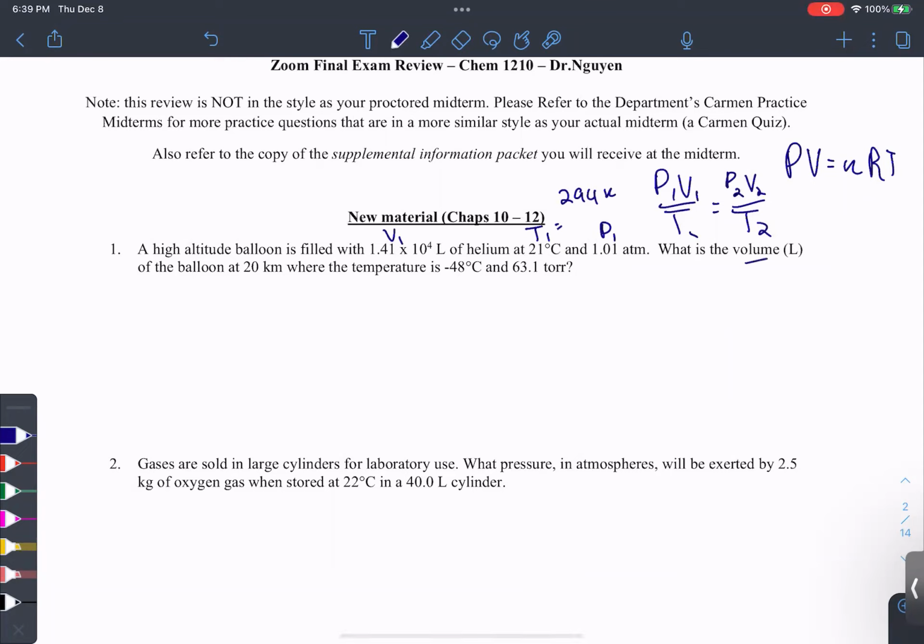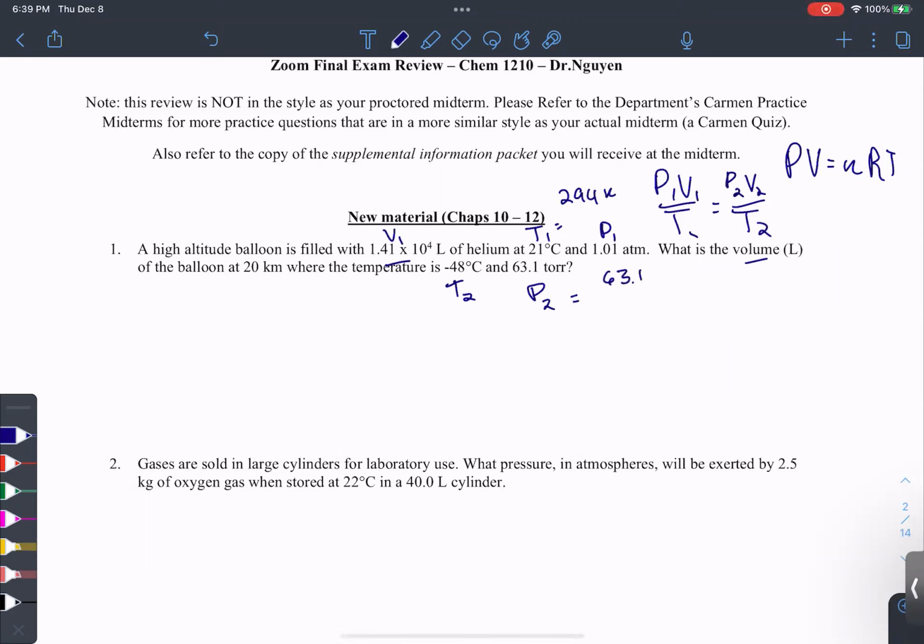But volume, for the combined gas law, can be in any unit as long as they match. V1 and V2 just need to match. Same thing with pressures. P1 and P2 just need to match. So if we look here, there's T2 and there's P2, our new different pressure. We have to change one of the pressures so they match. So for me, I would change torr to ATM.